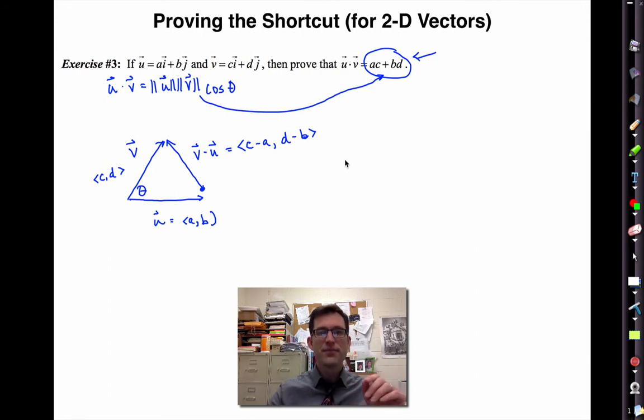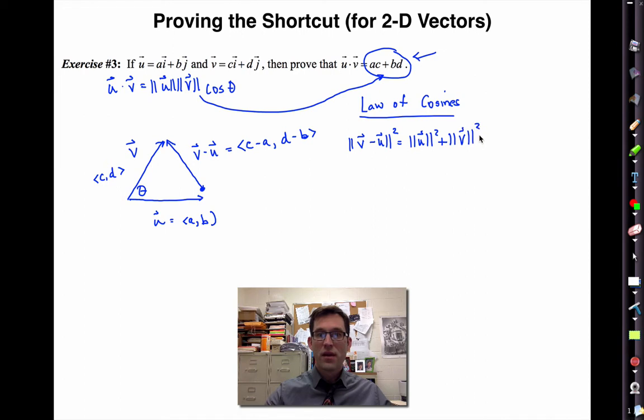So now we can say, using the law of cosines, that the length of v minus u squared must be the length of u squared plus the length of v squared minus 2 times the length of u times the length of v times cosine theta. We can say that. We can definitely say that.